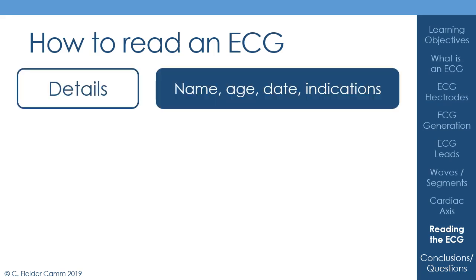So I think the best place to start is with the details. So name, age, date, and any indications for the ECG. Now, often in clinical practice, you'll probably know most of this because you'll have gone to see the patient and then asked for the ECG. But in an exam setting, you may not have that information previously to hand, and this can provide useful information. For example, if the patient's complaining of chest pain, it's very different to if they're complaining of palpitations potentially.